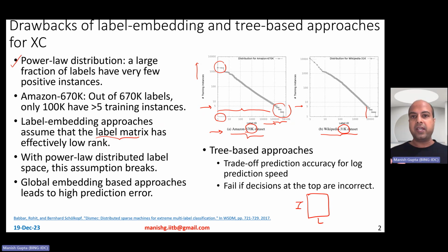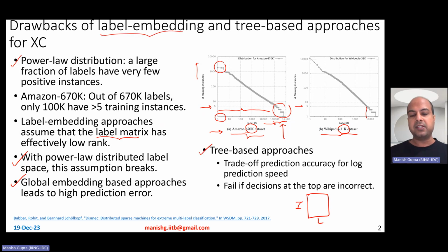Those kinds of things are okay, but not for the tail cases. Several of these labels are pretty tail. With a power law distributed label space, this low rank assumption unfortunately breaks, which means that these global embedding based approaches fail and lead to high prediction error. That is why label embedding methods are not really good for extreme classification.